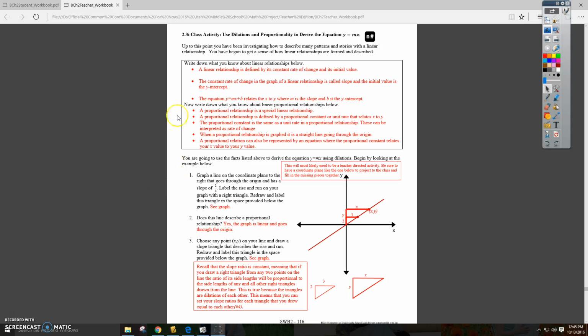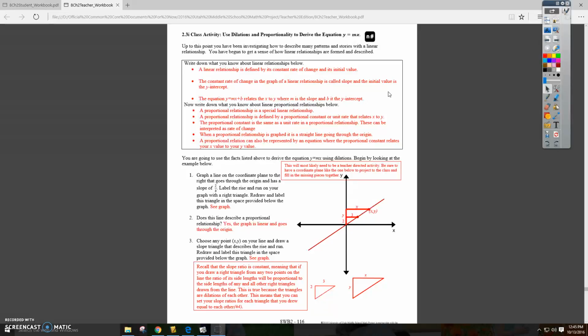If we read here, the first part says, write down what you know about linear relationships below. So we have three things. First, you need to write down, a linear relationship is defined by its constant rate of change and its initial value. So linear relationship, that's the constant rate of change, like our slope, and the initial value, like where we start.